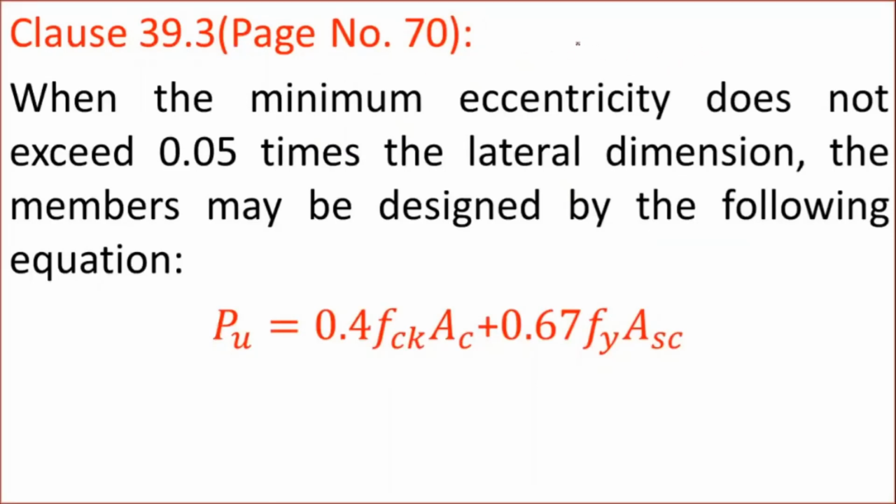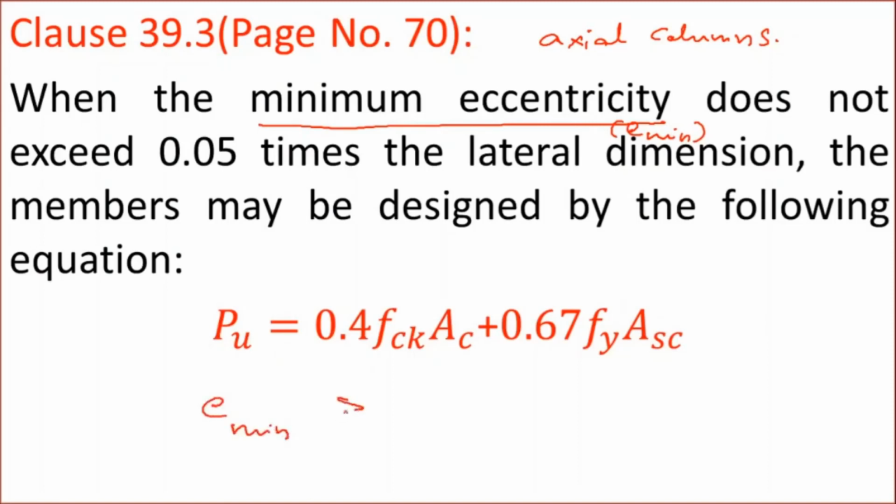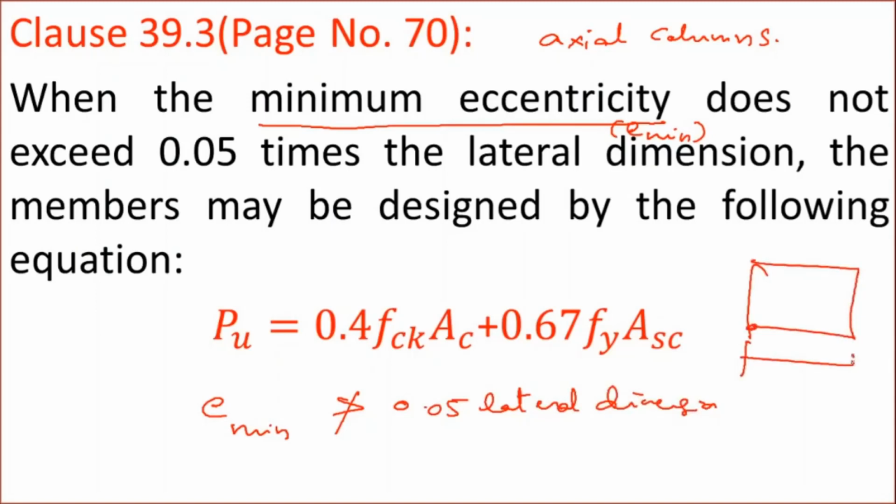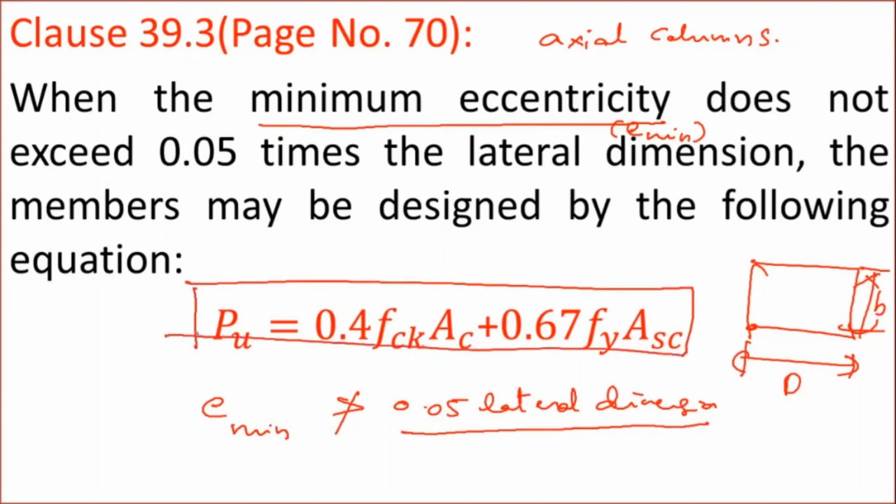So these clauses are related to the design of axial columns. What is this clause? When the minimum eccentricity, that is e minimum, does not exceed 0.05 times the lateral dimension. Lateral dimension means, suppose this is the column section, this may be taken as D and this may be taken as B. These two are the lateral dimensions here. So if the e minimum in both directions does not exceed 0.05 times the lateral dimension, then the column can be designed using this equation.